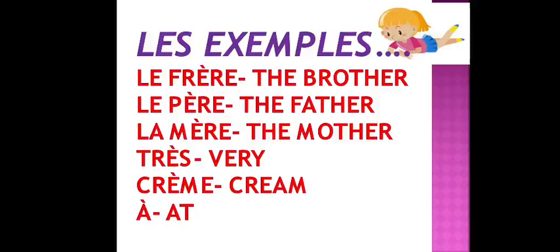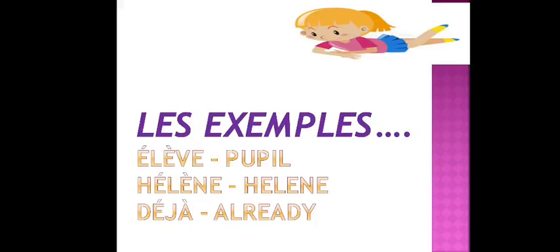Now you can also find accent grave and accent aigu together in one word. Let us see some examples. Élève means pupil. Élève. Here you can hear the pronunciation first A and then A. Élève. Hélène. Déjà. Alright.